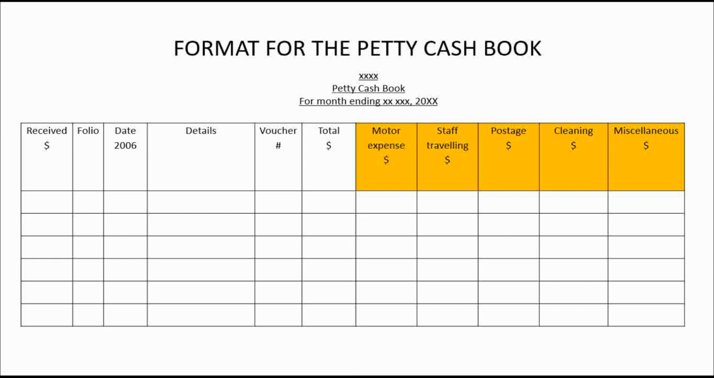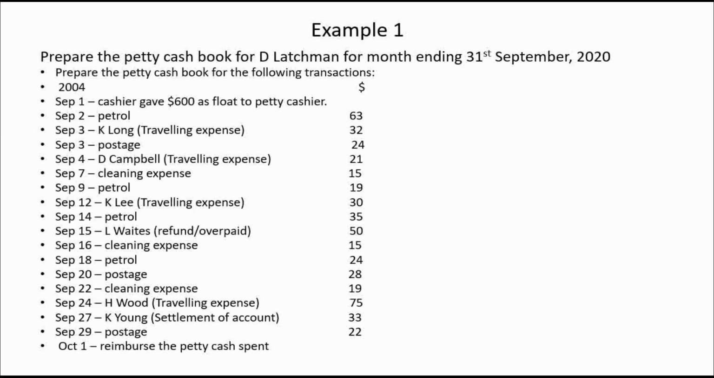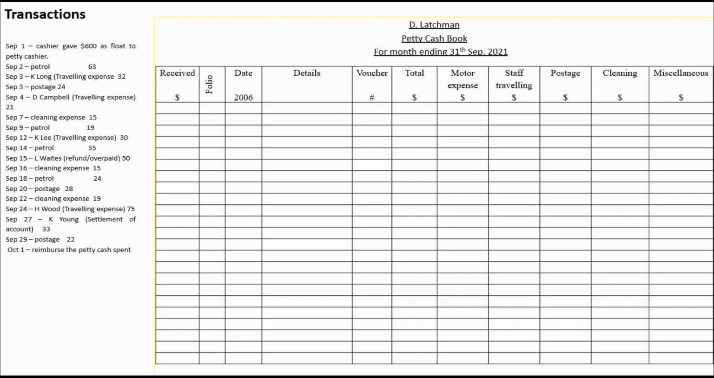CSEC might give you these headings for this column, or if not, you have to look at the different transactions and try to categorize them into broad headings that you will use. So you can look at this example here, pause the video. You can make jottings of the example, and then after looking at the example, you can go forward with the video.